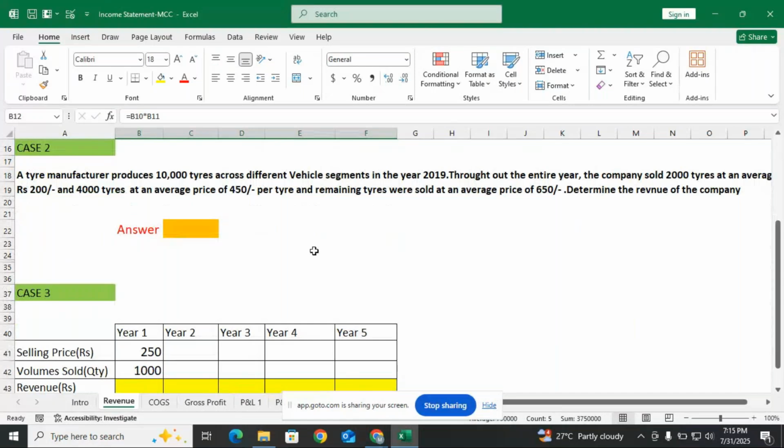A tire manufacturer produces 10,000 tires across different vehicle segments in the year 2019. Total tires manufactured by the tire manufacturer is 10,000 tires in the year 2019. Out of 10,000 tires, throughout the entire year, the company sold 2,000 tires.